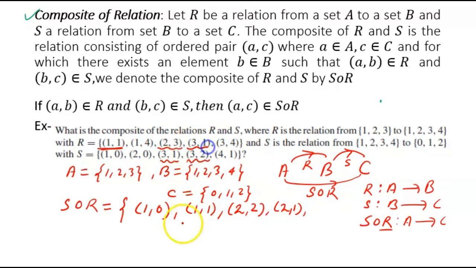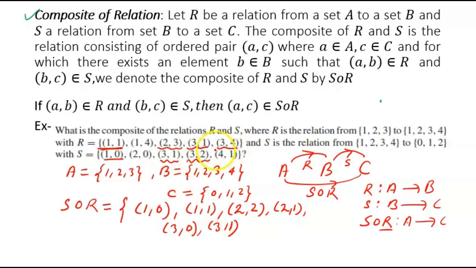Now I take (3,1). So 3 is going to 1 and 1 is going to 0. So here 3 will go to 0. And 3 is going to 1, and is 1 going to somewhere else? No, 1 is not going to any other place. So I will just write (3,0). And if you look at (3,4), 3 is going to 4 and 4 is going to 1. So 3 is going to 1. This is a comma, it should be seen as a comma, and this is the element 1.